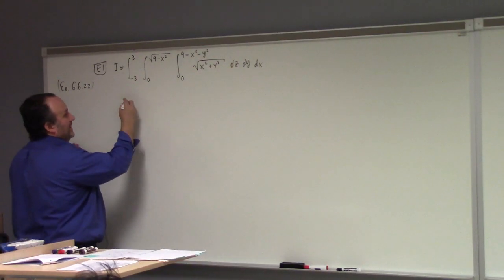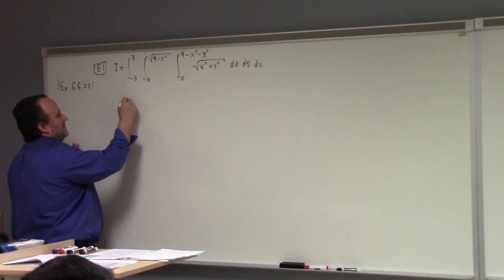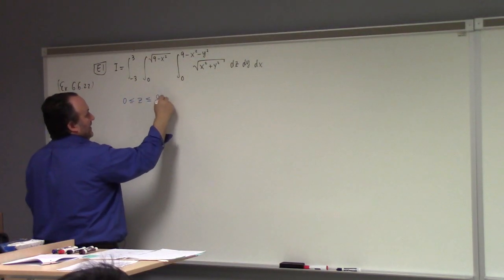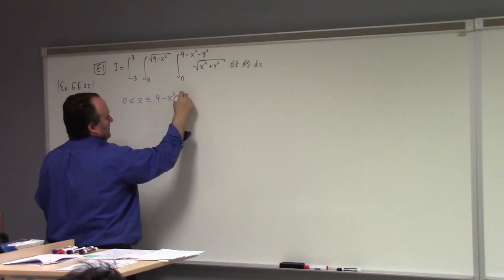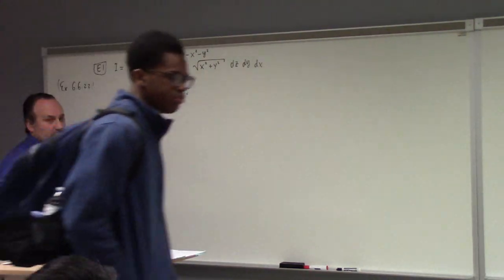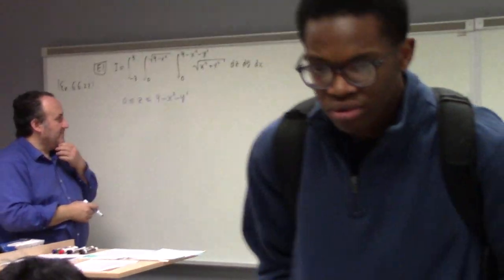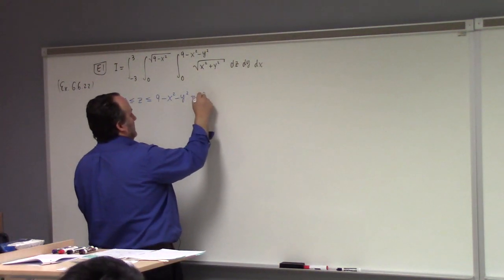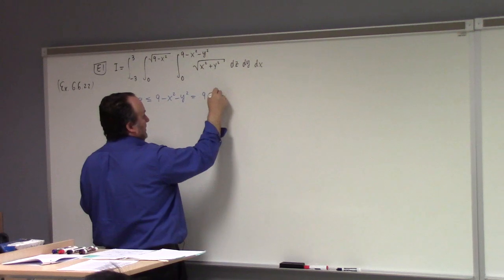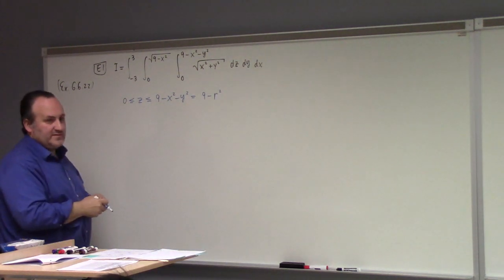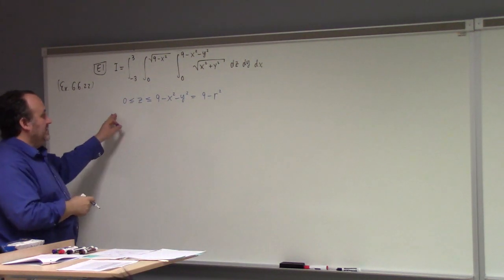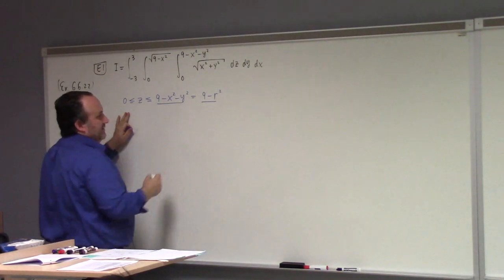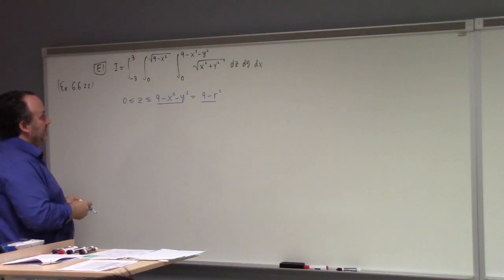So the z bound shows us we've got 0 less than or equal to z less than or equal to 9 minus x squared minus y squared, right? Now, one thing we should notice right off the bat is that we could also write that as 9 minus r squared, right? So I think you're right. I think cylindrical coordinates are probably helpful, and it's easy to translate this into its cylindrical equivalent like that, for one thing.